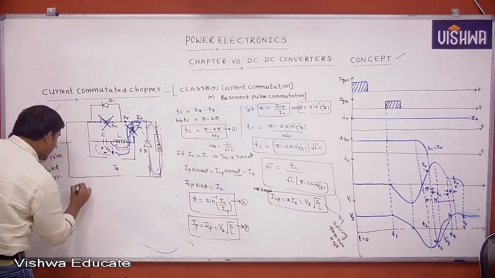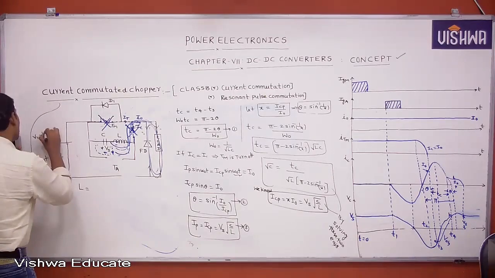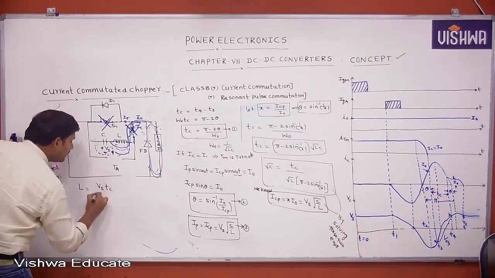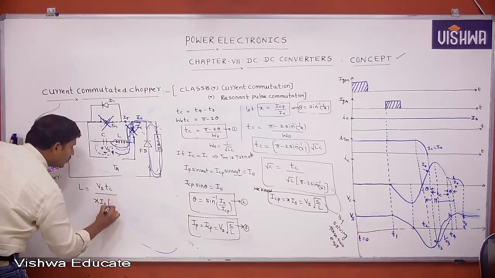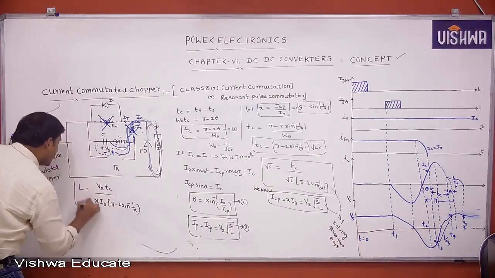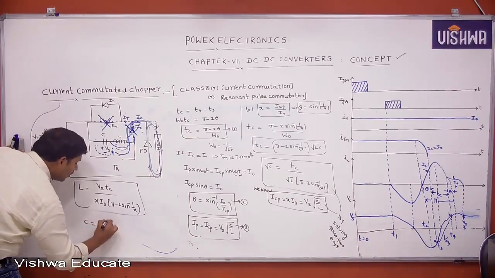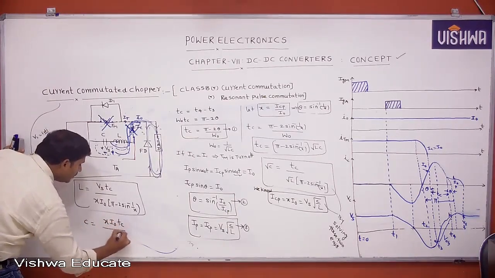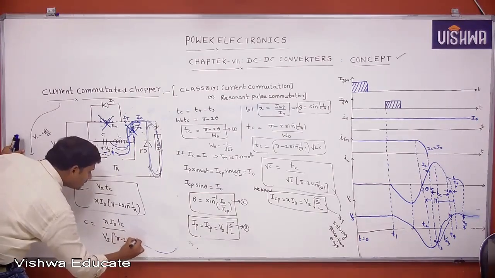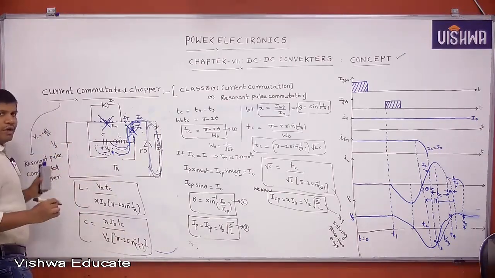What is the expression for L? L equals Vs into Tc by X I naught into (pi minus 2 sin inverse 1 by X). This is the commutating inductor. Similarly, you can get the expression for C equal to X I naught Tc by Vs into (pi minus 2 sin inverse 1 by X). This is the design of the commutating inductor and commutating capacitor.